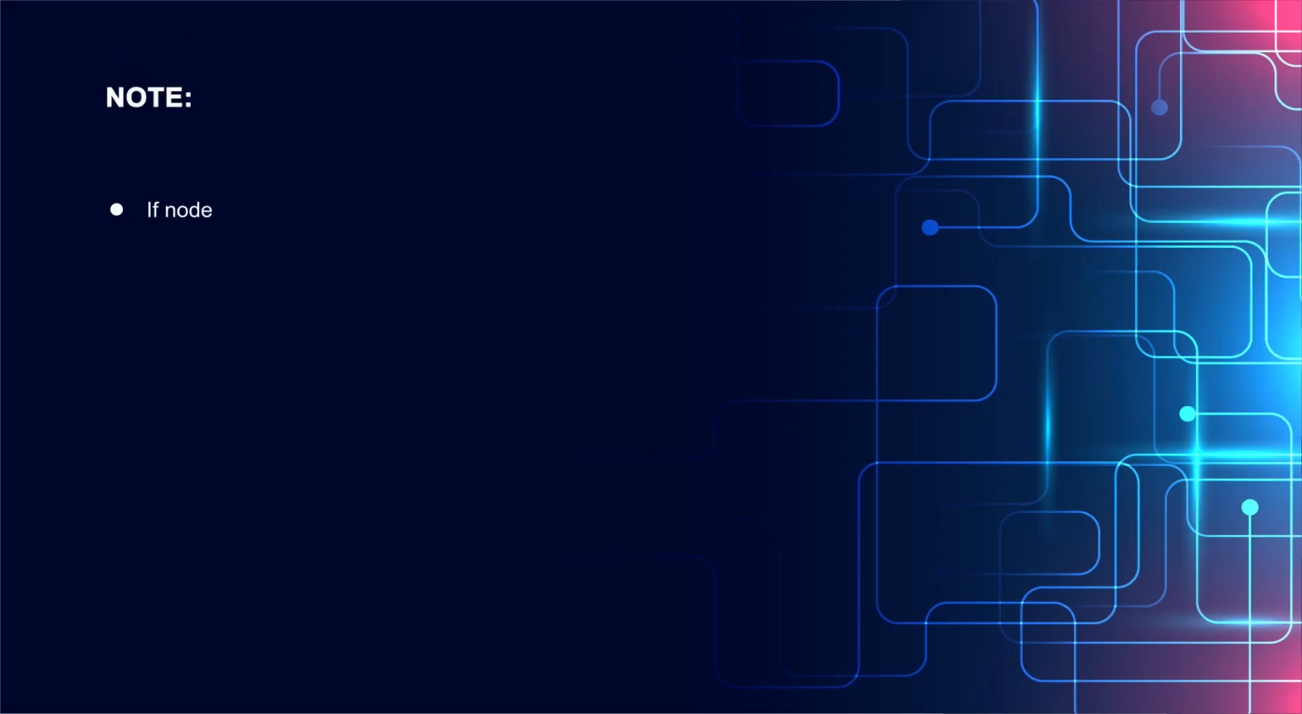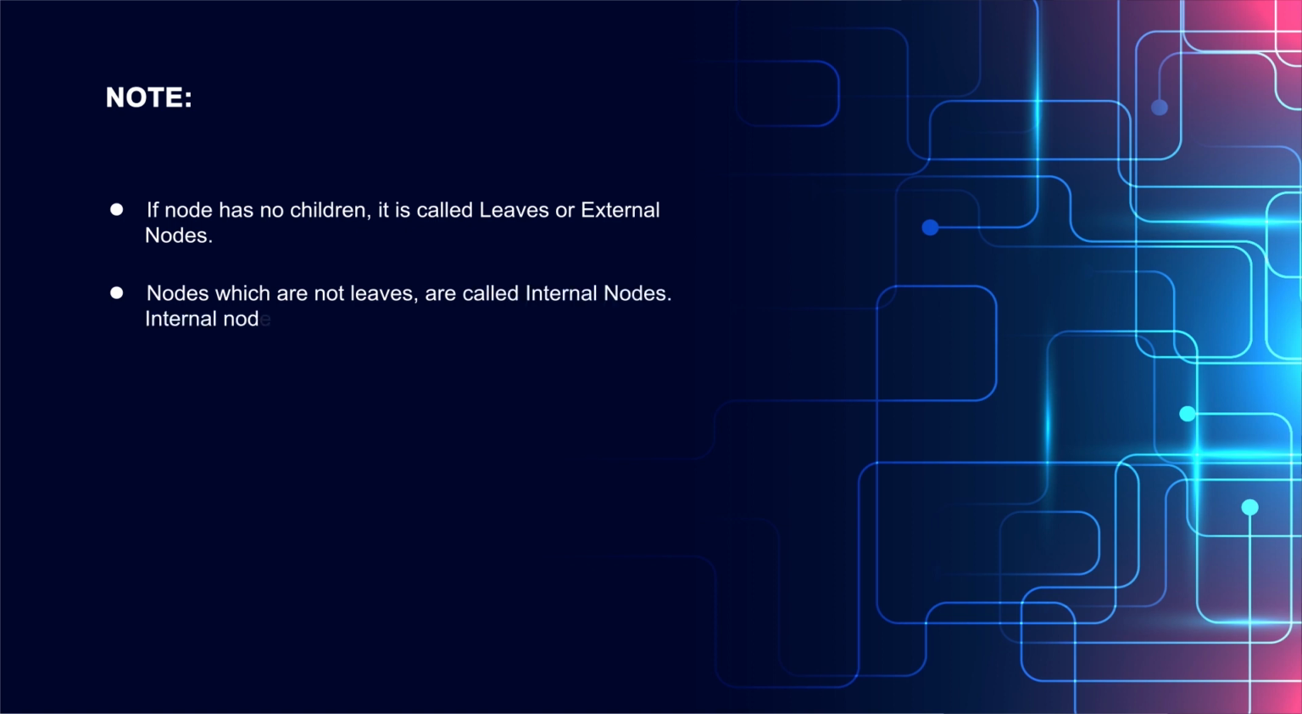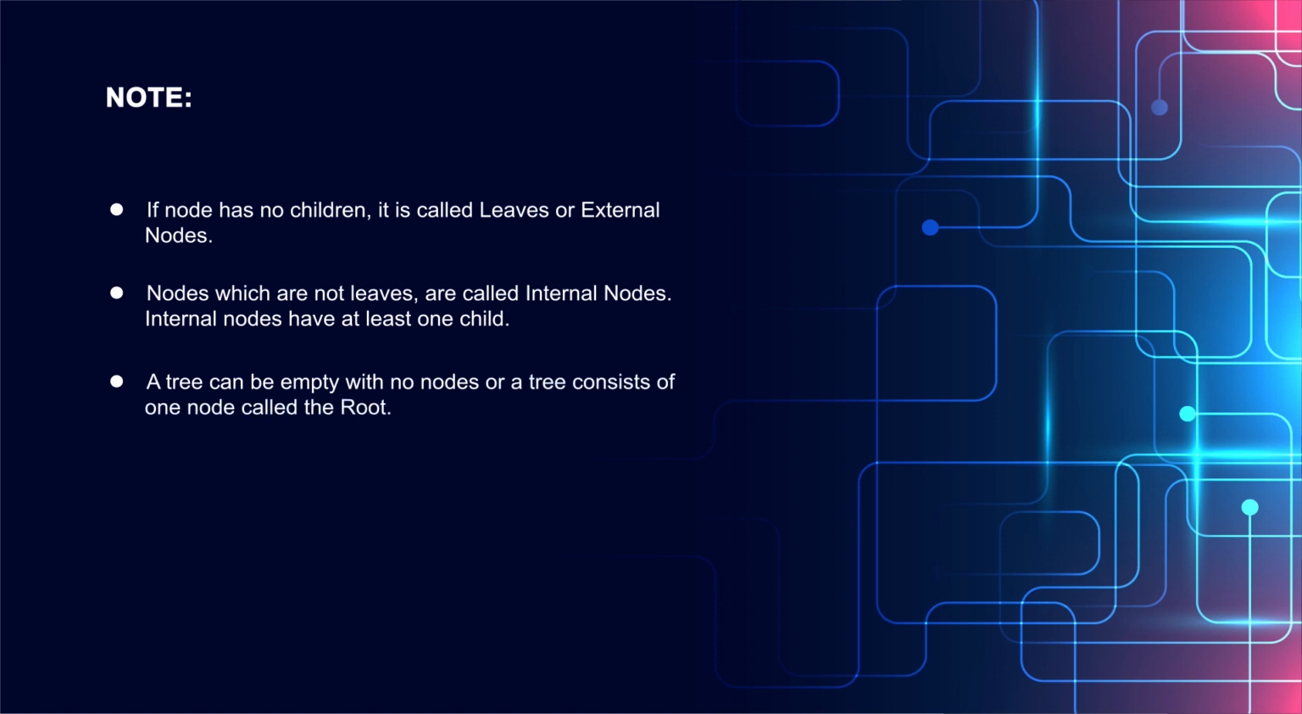To be noted, if a node has no children, it is called a leaf, or we can say an external node. It means if any node doesn't produce any child, that node is called a leaf node, or an external node. Nodes which are not leaves are called internal nodes. Internal nodes have at least one child. A tree can be empty with no nodes, or a tree consists of one node called the root node.